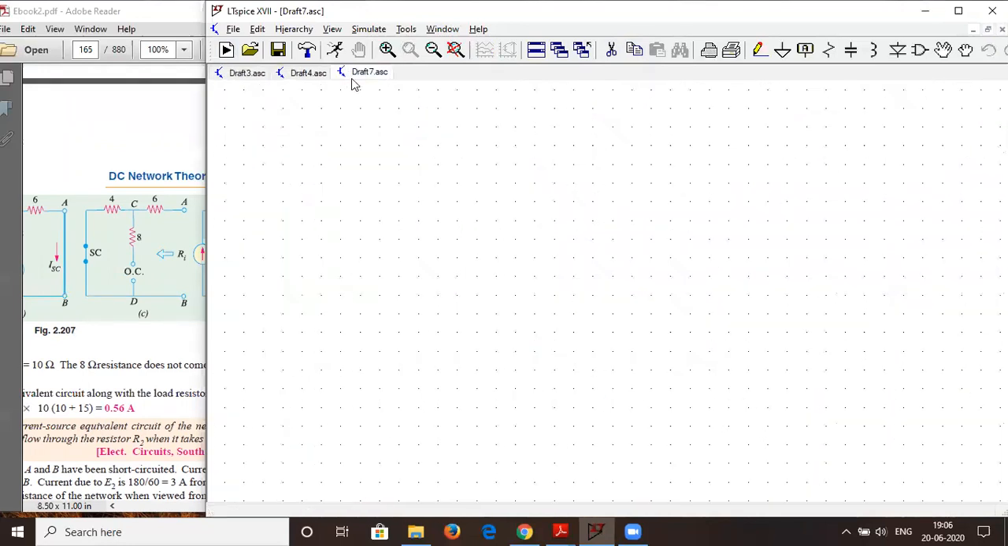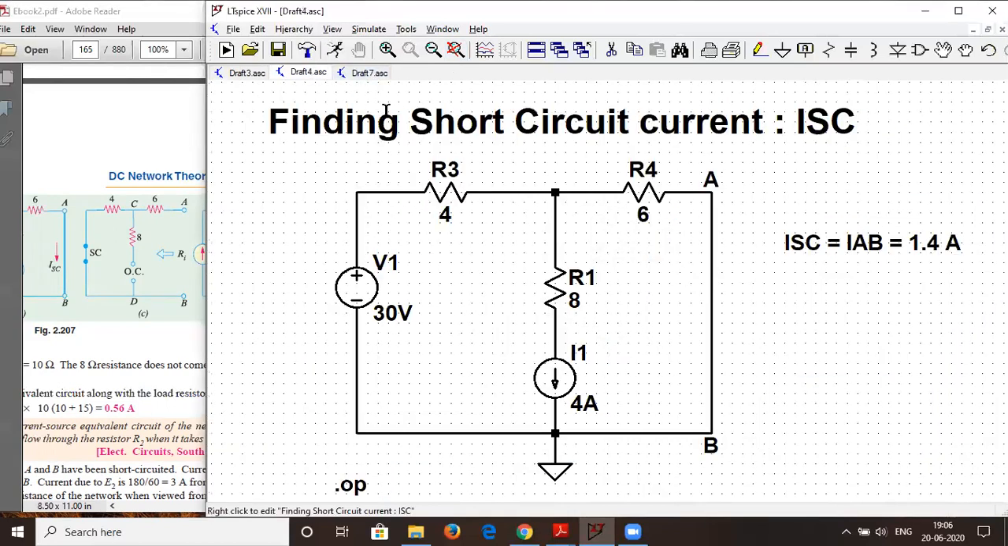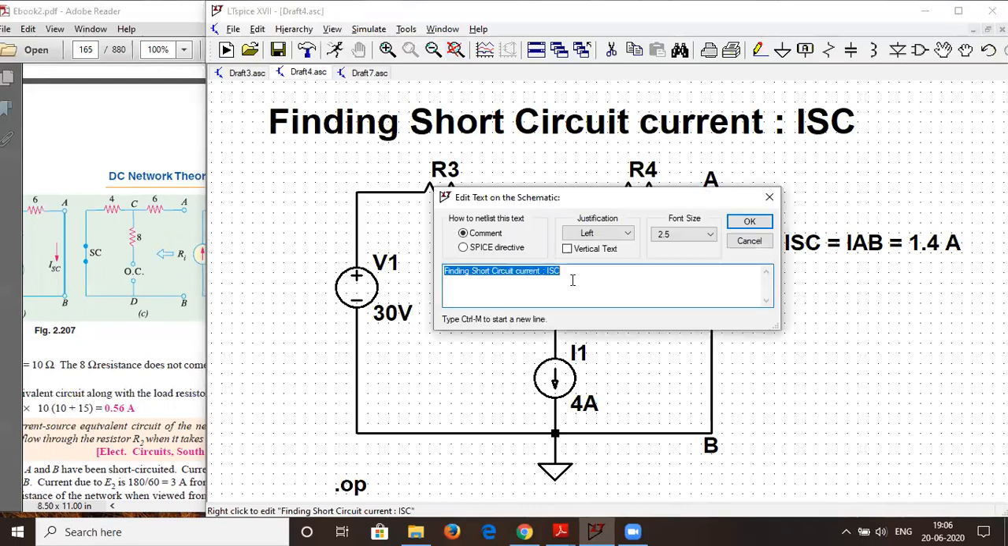Okay, and place it into your new schematic screen. Now again, we want to find it across A and B node. So let me just add a label just for simplicity, even though this will take it as a ground node still. So next is finding the value of, let me just copy this statement.